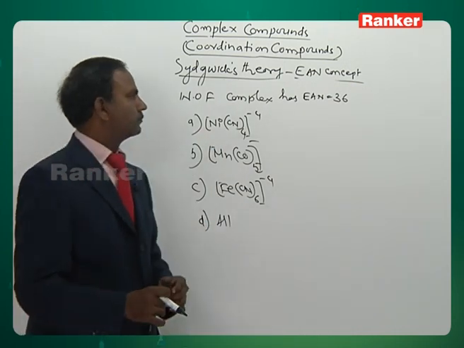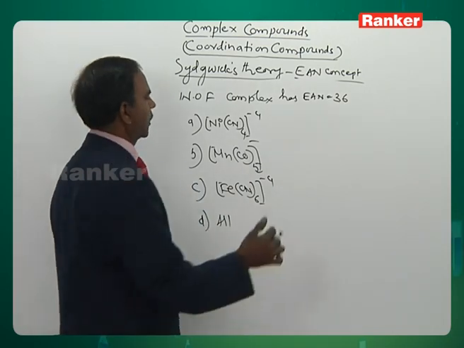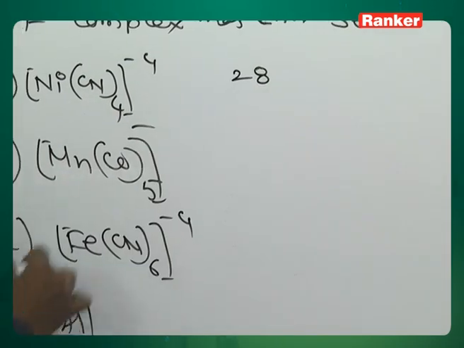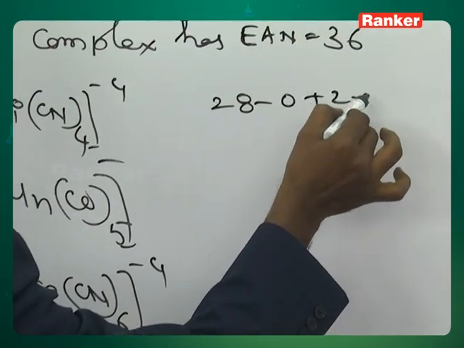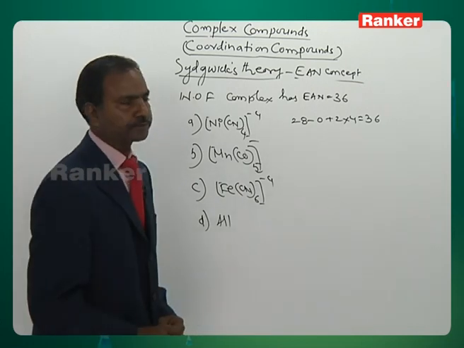Then in which the EN is coming to be 36. According to our calculation, first one we take. What atomic number here? 28. What oxidation number of nickel? 0, plus 2 into 4. Yes, it is coming to be 36.